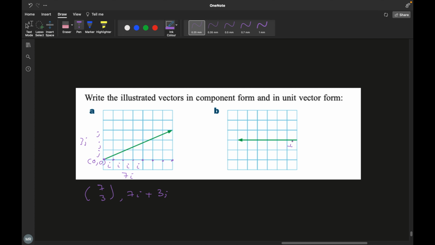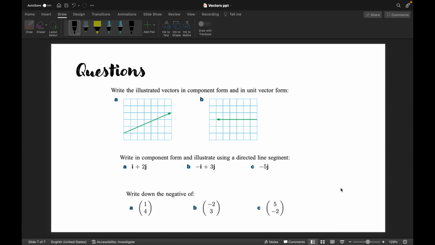Let's look at this one. This will be minus i because it's in the left direction. This is minus i, minus i, minus i, minus i, and minus i. We have 1, 2, 3, 4, 5, 6. So it's negative 6i. And there's no y component. So it's going to be 0j. In component form, it would be minus 6, 0. And in unit vector form, it would be minus 6i plus 0j.